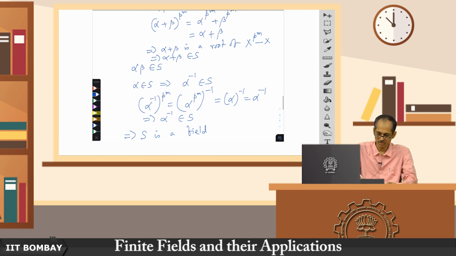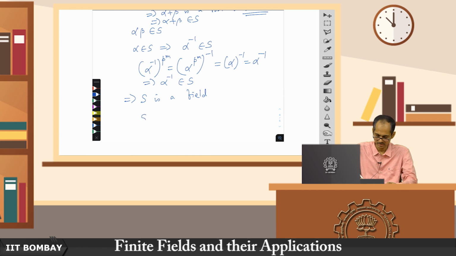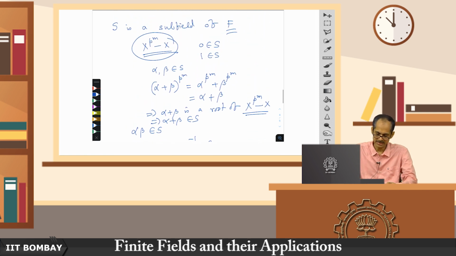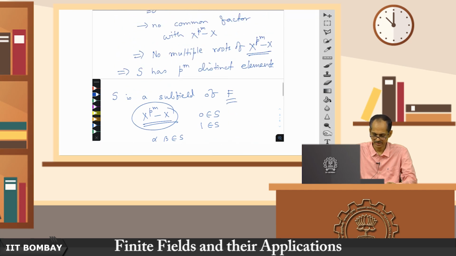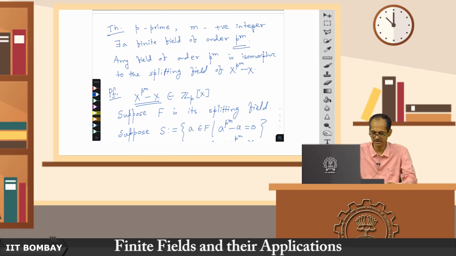Okay. But S also has all the roots of x power p power m minus x, and F is supposed to be the splitting field. So S is a subfield of F, but S has all the roots of x power p power m minus x, and F is supposed to be the smallest field containing all the roots, but S also contains all the roots. So, S must be same as F. So, this splitting field has exactly p power m elements, and that proves the existence of a finite field with p power m elements, the first part.